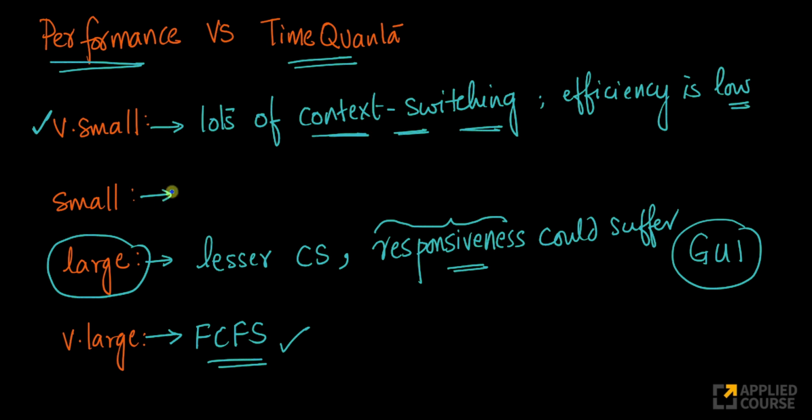But if you have too small a time quanta, there is of course context switching. If it is too small, it's dangerous. If it is small, there are more context switches, but it improves responsiveness.